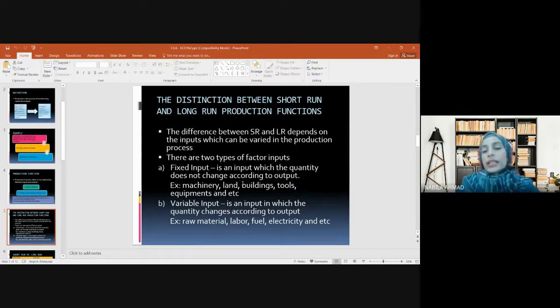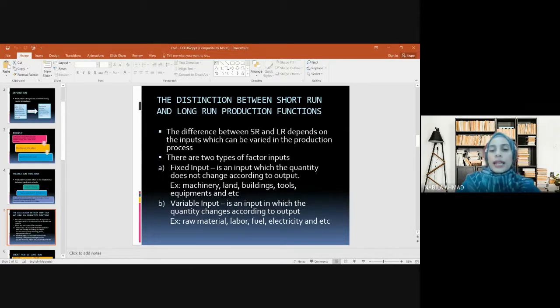Kenapa input ini tidak berubah? Kerana the cost of the input is expensive, so it needs more time for this input to be varied. Untuk ubah machinery, kita tak boleh simply beli hari ni, besok beli, minggu depan beli. Tak boleh sebab harganya mahal. So dia perlukan masa untuk company atau producer tu beli mesin yang baru. Begitu juga dengan land, begitu juga dengan building and so on. That's why kita panggil dia sebagai fixed input.